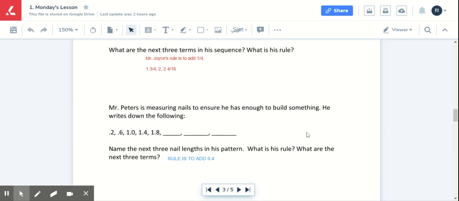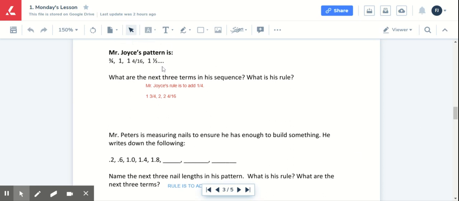If we add 1/4 to 1 1/2, we get 1 3/4. 1 3/4 plus 1/4 equals 2. And then 2 plus 1/4 equals 2 4/16. And we know that 4/16 is equivalent to 1/4, and 1/4 is the simplified fraction.